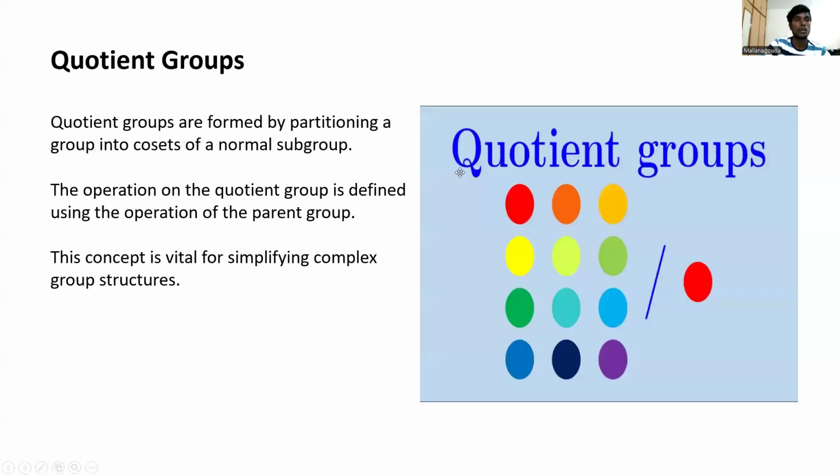Quotient group. Quotient groups are formed by partitioning a group into cosets of a normal subgroup. The operation on the quotient group is defined using the operation of the parent group. This concept is vital for simplifying complex group structures.